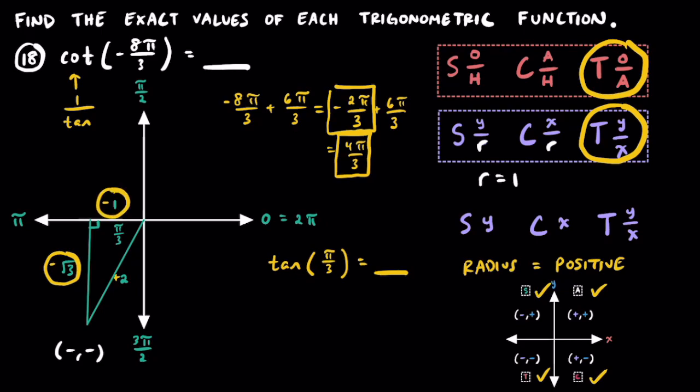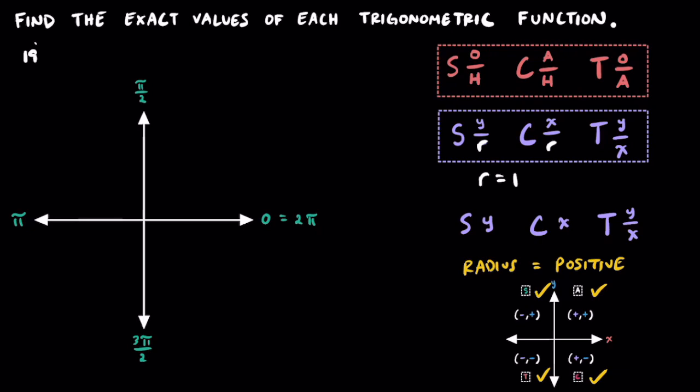That's going to be negative root 3 over negative 1, or just root 3. And if that's what tangent is, then cotangent is going to be the reciprocal. So that's going to be 1 over the square root of 3, because we have to find the reciprocal. And then if we go ahead and rationalize this, then we will get root 3 over 3, and that will be our final ratio.